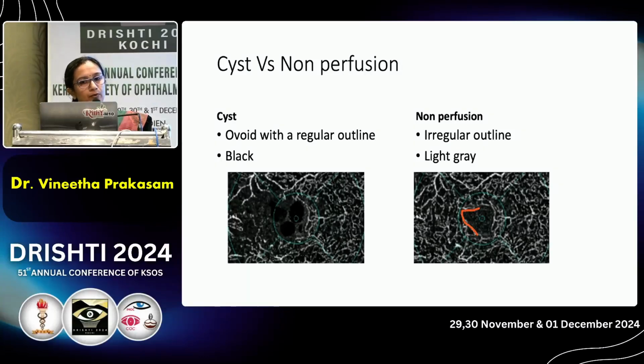Now, how do you differentiate between a cyst and a non-perfusion in an OCTA image? A non-perfusion area typically has an irregular outline and it is bounded by the surrounding vessels. The inner aspect of a non-perfusion area, rather than being black, it is light gray. Whereas a cyst is a regular ovoid structure and the inner aspect of a cyst is black rather than light gray. So when there is a segmentation error and you are actually cutting across a cyst, if you see these regular ovoid spaces, you can assume that it is a cyst and not an actual non-perfusion area.